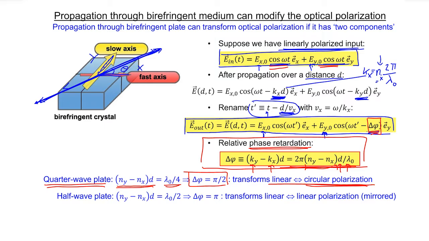The second type of useful plate is the half-wave plate. For a half-wave plate, this difference in optical path length is half times the wavelength in vacuum.